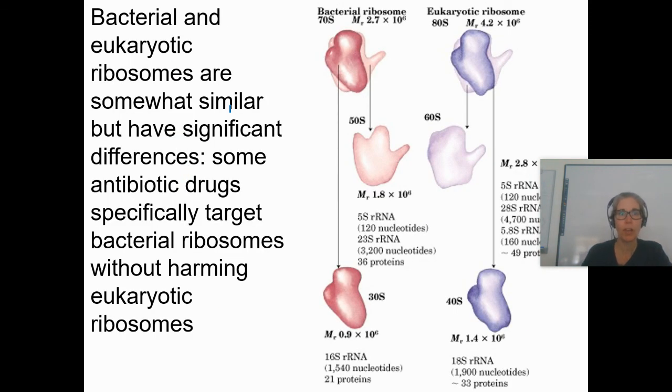Bacterial prokaryotic ribosomes are smaller than eukaryotic ribosomes, so you don't have to memorize any of this, but you can see that the subunits are a little bit smaller.